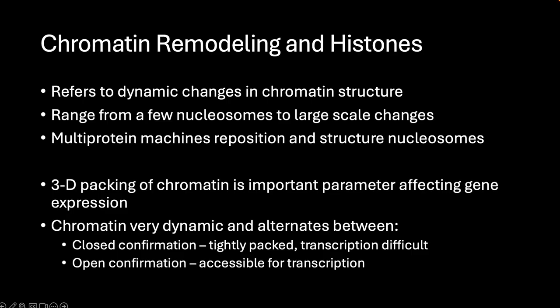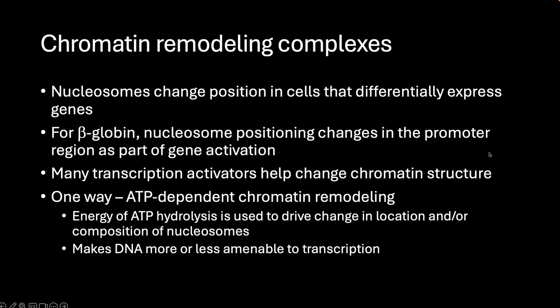Changes in chromatin structure can range in size and involve changing the configuration of chromatin to either closed, which is tightly packed, or open configuration, which is accessible for transcription. Changes in nucleosome position facilitate differential expression of genes. Many transcription factors that activate this process act on nucleosomes to change chromatin structure. An example is the beta globin gene, where changes in the nucleosome position in the promoter region activate transcription.